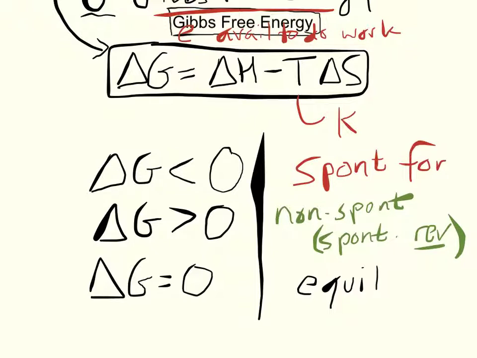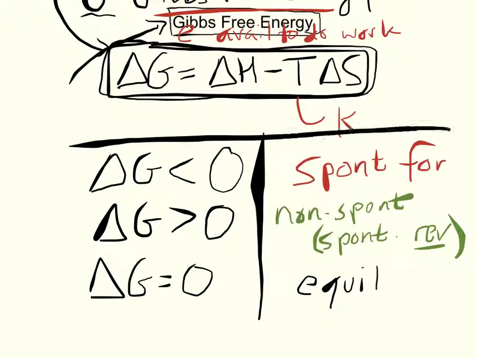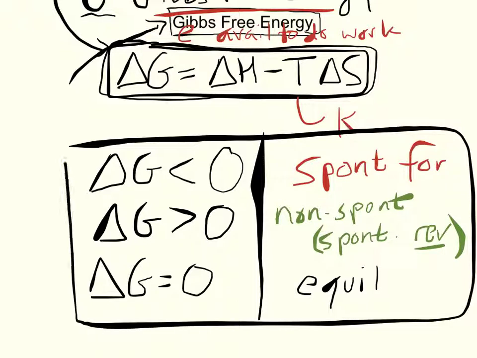So, in class we'll deal with actual quantitative measurements and predicting spontaneity based on calculating Gibbs free energy changes. But what we need to walk away with today is a definition of Gibbs free energy, the equation that relates energy, enthalpy, and entropy, and then these three relationships here that allow us to predict spontaneity based on the calculation of delta G.